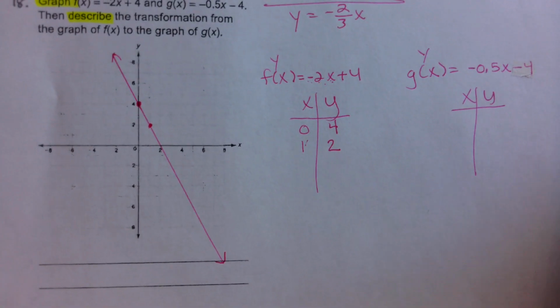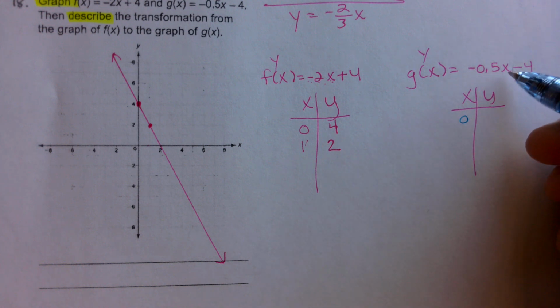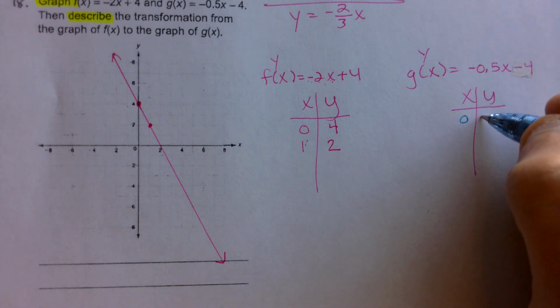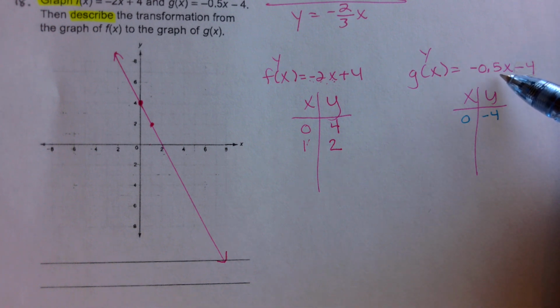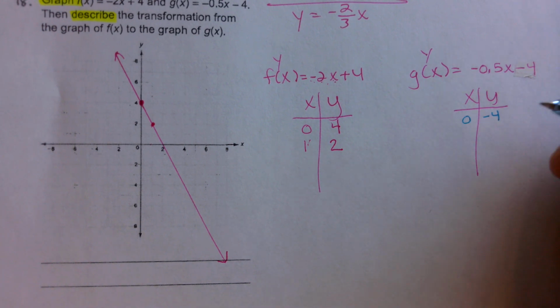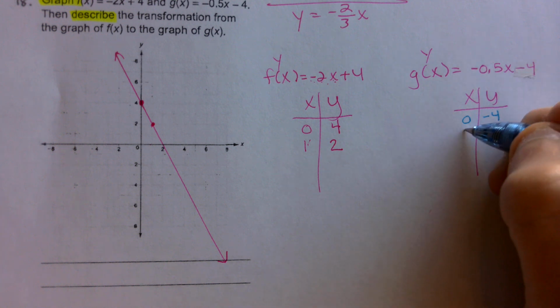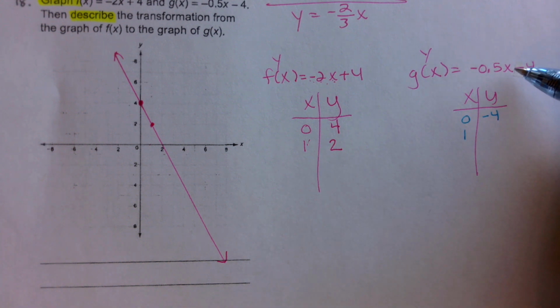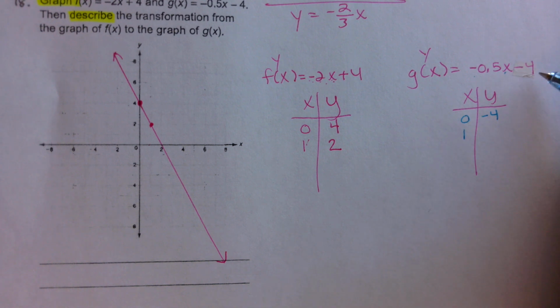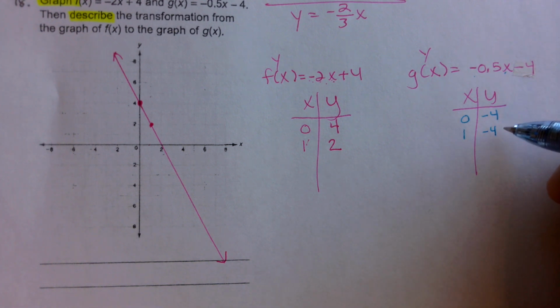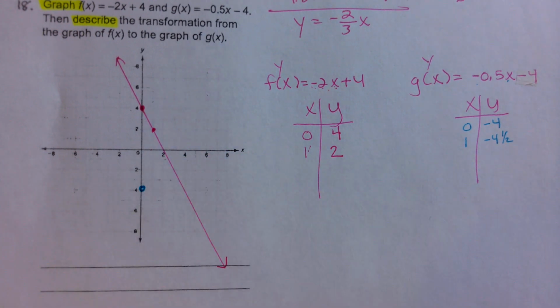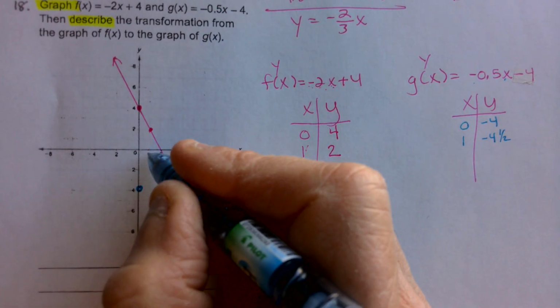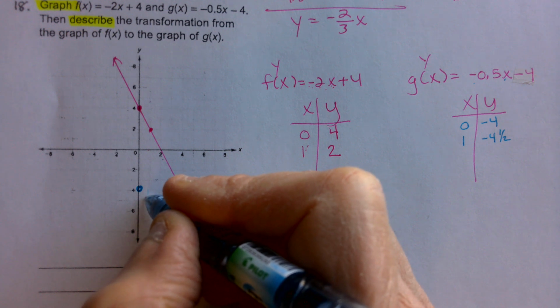Let's go over here. If I put a 0 in for x, 0 times this is 0, minus 4. And I see that this is 0.5, which is a half, so I'm going to purposely pick, well, you know what? I'll just do 1 because you guys would probably pick 1. If I pick 1, I have a negative 1/2 minus 4, which would be a negative 4.5. So 0, negative 4, and 1, negative 4.5, which is here.